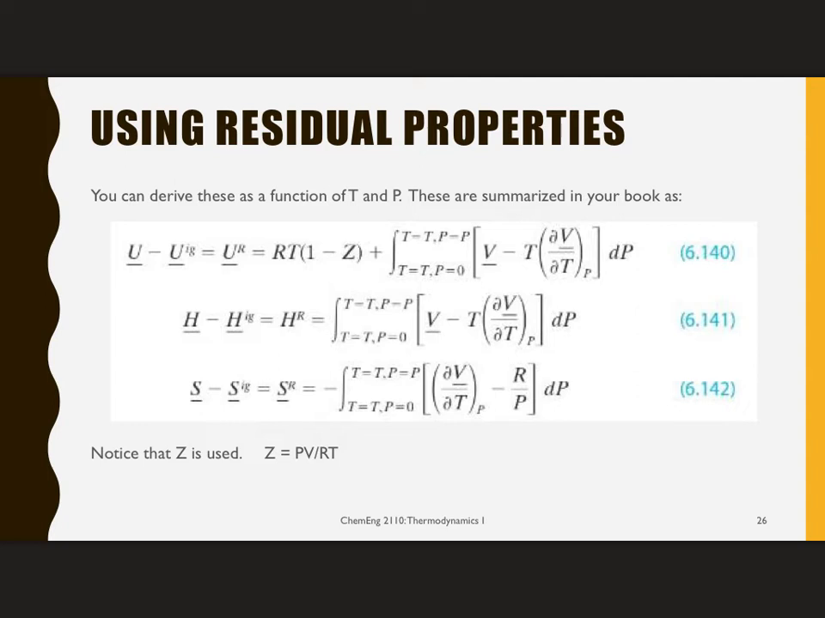H residual is the integral for change in pressure from the ideal gas state, P equals 0, to the actual pressure, of (V minus T dV/dT at constant pressure) dP. And delta S is the negative integral from the change in pressure of (dV/dT at constant pressure minus R over P) dP. Now when they use Z, Z is equal to PV over RT.